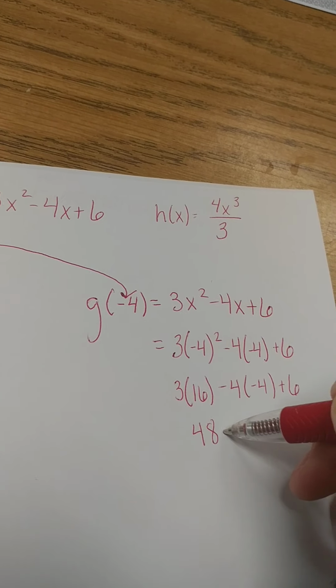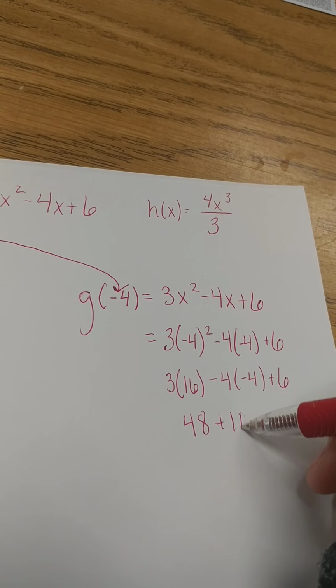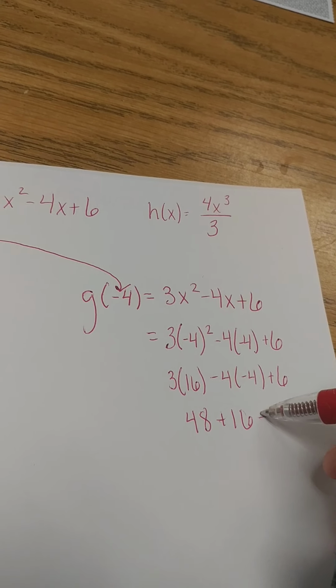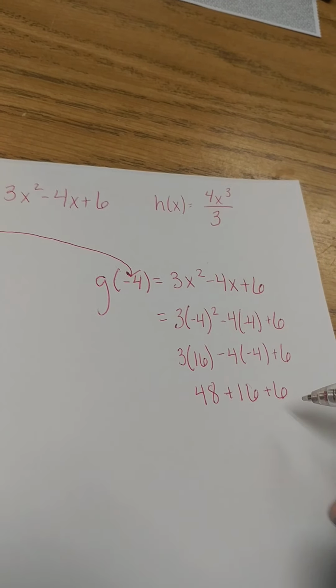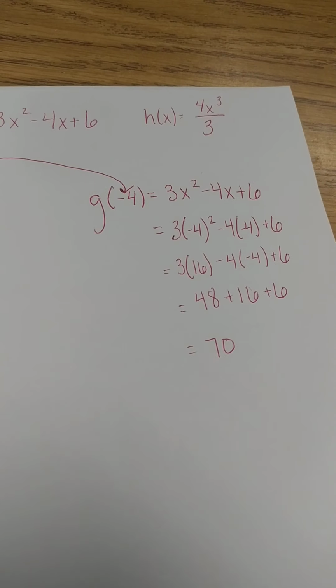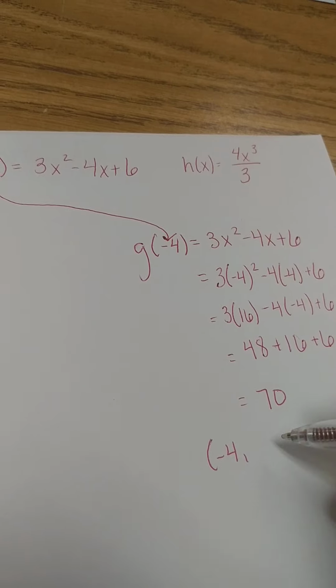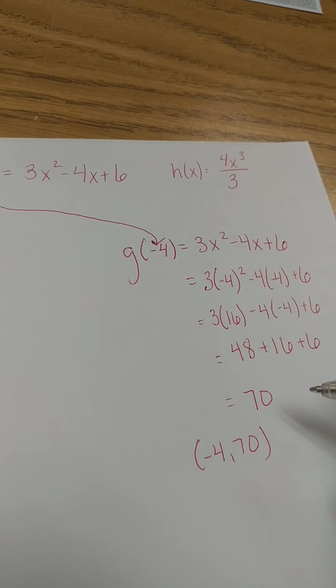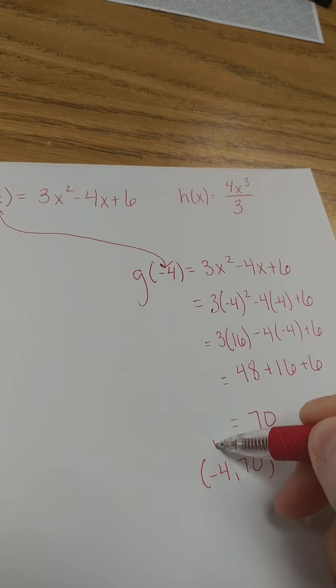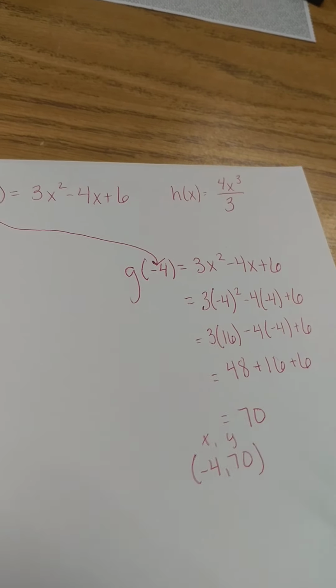That would be 48 plus 16, minus and minus. That gives you 70. So again, the ordered pair -4, 70 is a part of g's graph. It also means when x equals -4, y equals 70.